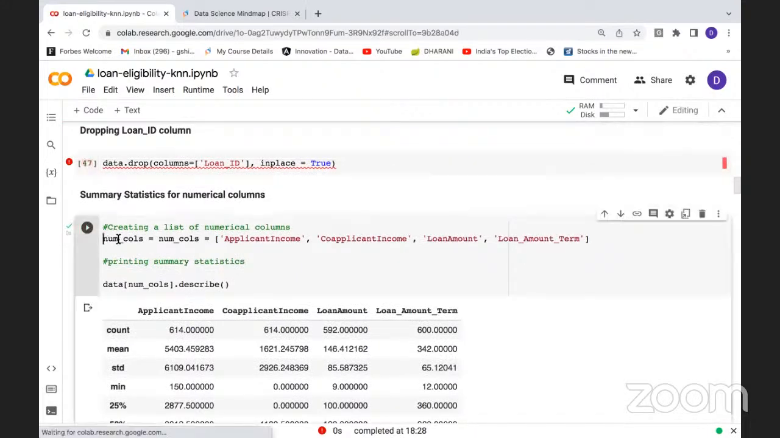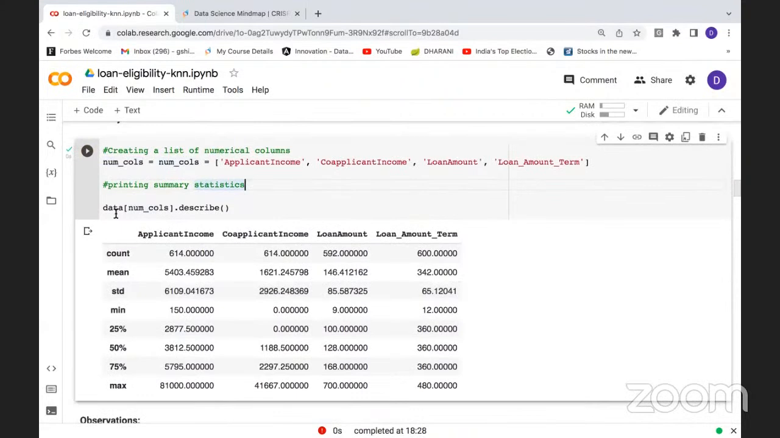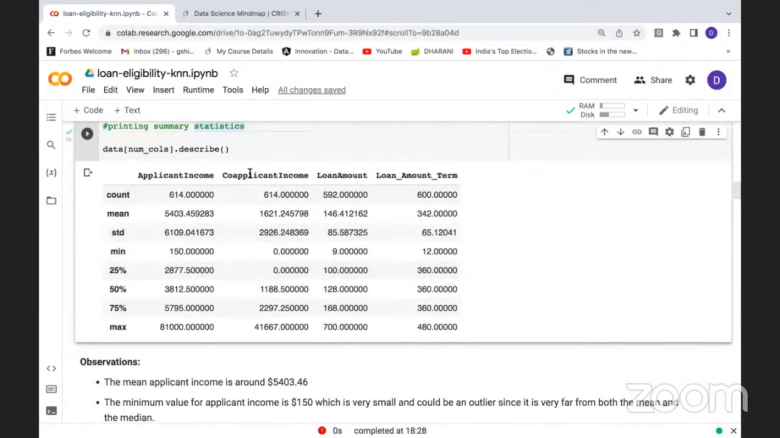Now we are taking the numeric columns. These are the numeric columns, and I am doing describe on top of them. The describe function gives me a 5-number summary. It gives me the mean and the standard deviation of all the numeric data. If you observe here, $5403 is the mean of the applicant's income. The minimum value here is 150. It is very, very small.